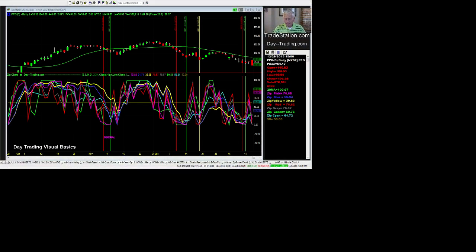Basically what I've got here is, when Zip Green hits 0, you have a red vertical line, and when Zip Green leaves the 0, you have a green vertical line. I have a yellow line here that I'll reference in a little bit, but this is basically how I've laid this out for this particular video.